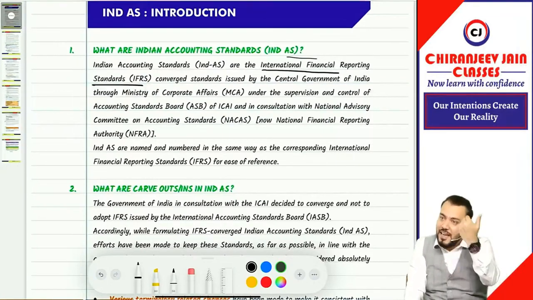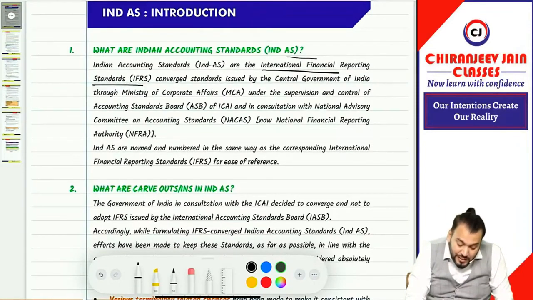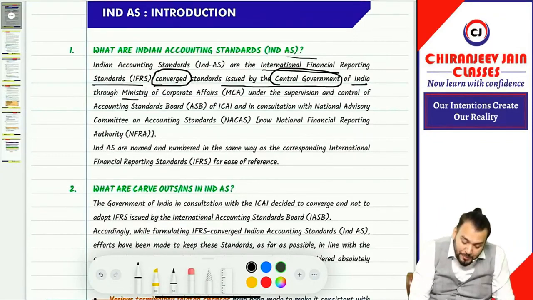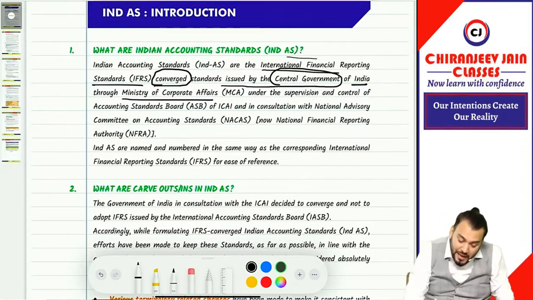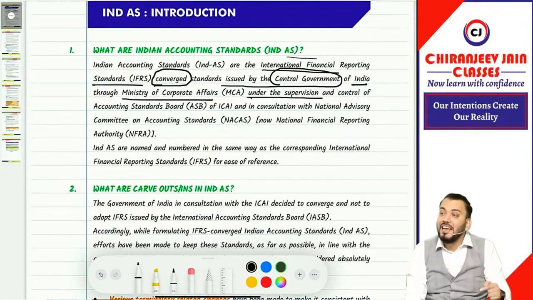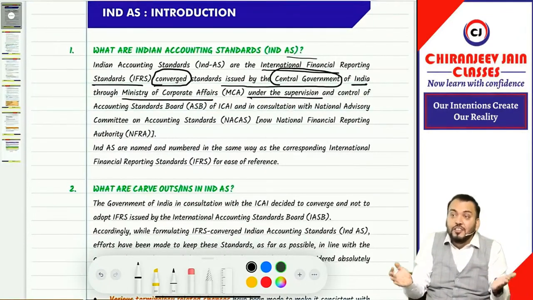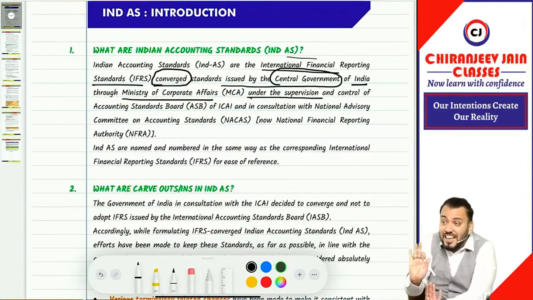When I say IFRS, it will include IAS. So our International Financial Reporting Standard is converged. The word is converged. Standards issued by the Central Government of India through MCA, the Ministry of Corporate Affairs, under the supervision and control of ASB. ASB means Accounting Standard Board of ICAI. Under the supervision of ICAI. It is not issued by ICAI.